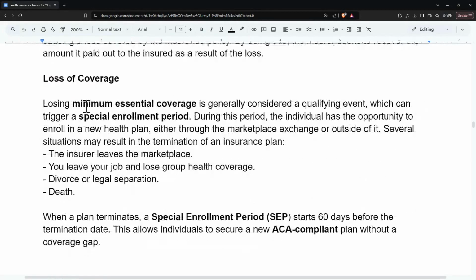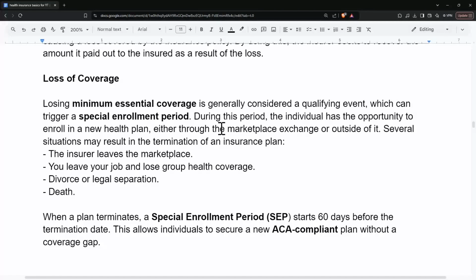Loss of coverage. Losing minimum essential coverage is generally considered a qualifying event which can trigger a special enrollment period. So during this period, the individual has the opportunity to enroll in a new health plan, either through the marketplace exchange, or outside of it. Several situations may result in the termination of an insurance plan. The insurer leaves the marketplace, you leave your job and lose group health coverage, or divorce, legal separation, or death.